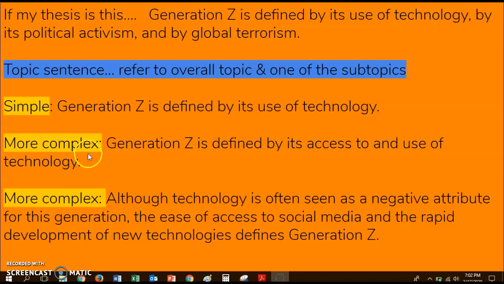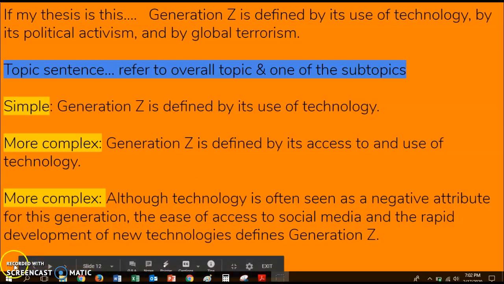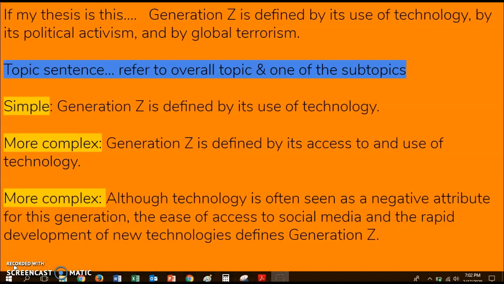A more complex example is Generation Z is defined by its access to and use of technology. A more complex topic sentence yet is although technology is often seen as a negative attribute for this generation, the ease of access to social media and the rapid development of new technologies defines Generation Z. I'm going to pause this right now and switch over to the outline, and then I'll be back.